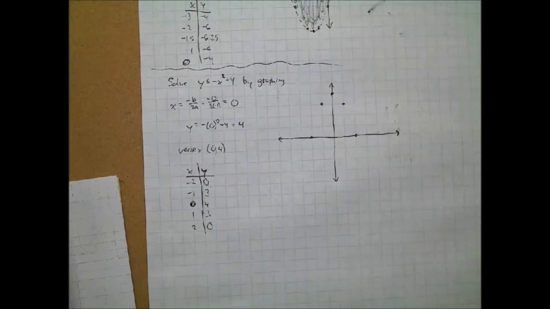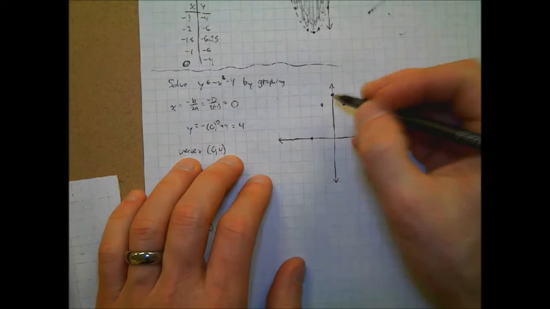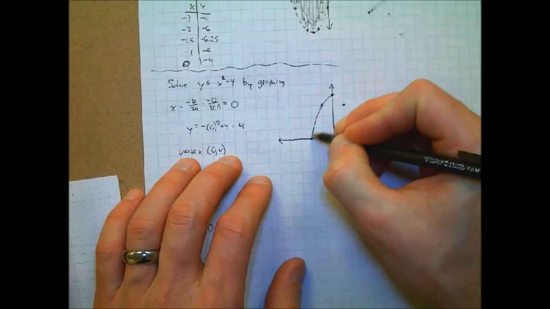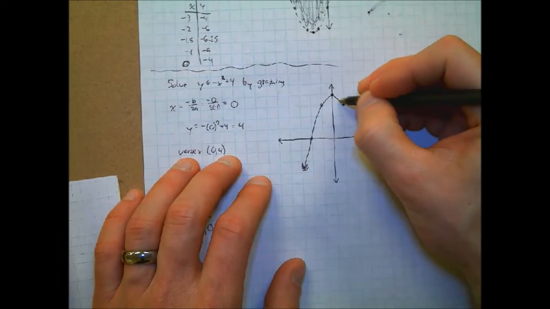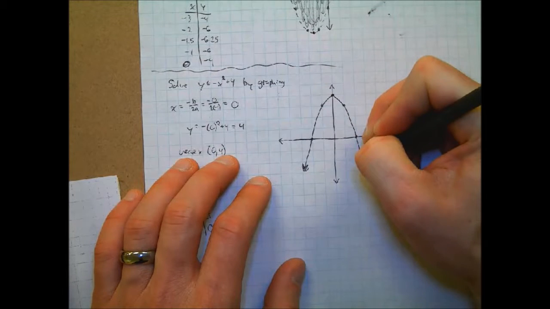What kind of borderline should we draw now? Solid or dotted? Solid because why? It's got the equal to. That's right, equal to. So solid line.